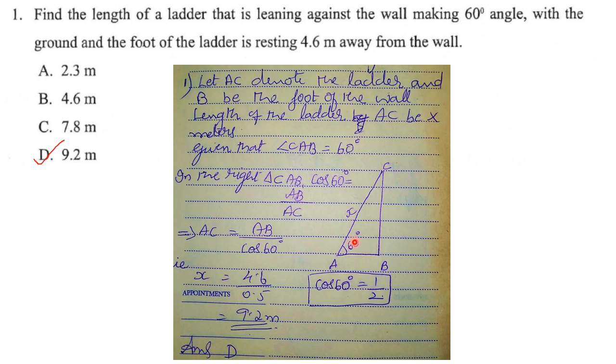So in a right triangle, cos of angle CAB, that is cos 60 degrees, is equal to AB by AC. So AC is equal to AB by cos 60. We know cos 60 degrees is half. So AC is x meters, which will be equal to AB, given as 4.6 meters. So 4.6 divided by 0.5 will give you 9.2. So the answer here is option D.